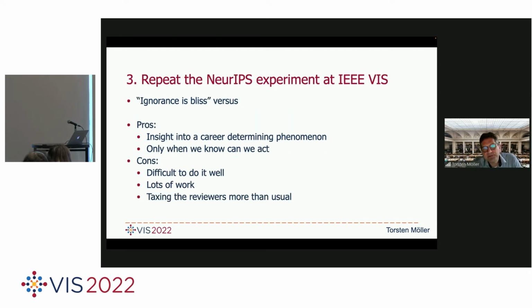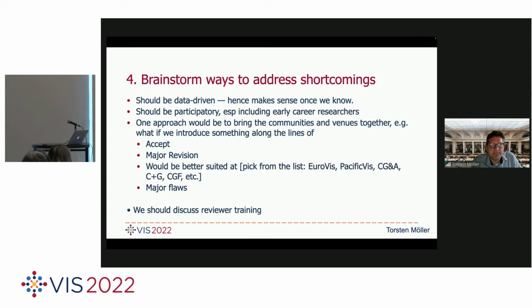I would argue to repeat the NeurIPS experiment at IEEE VIS. Ignorance is bliss, of course, but after all, I think insight into a career-determining phenomenon is really important for us as a community. And only when we know can we act properly. However, it's a lot of work to do it well.